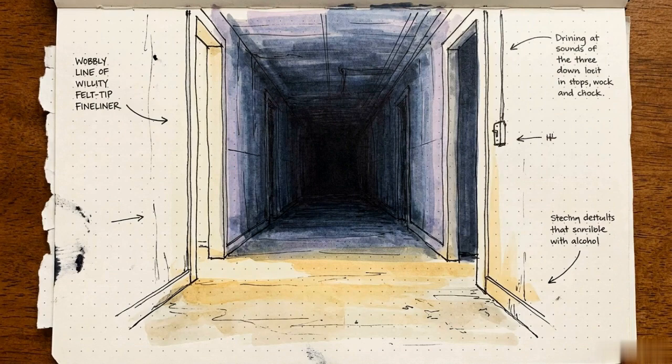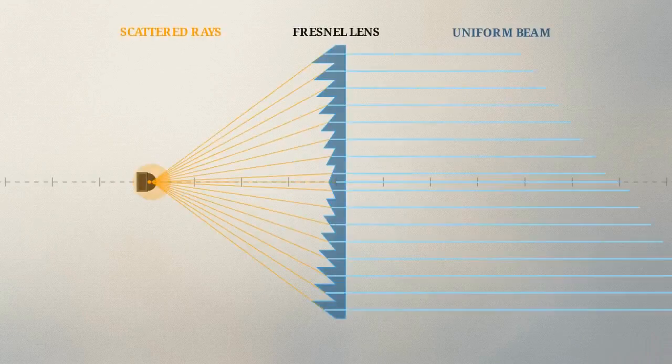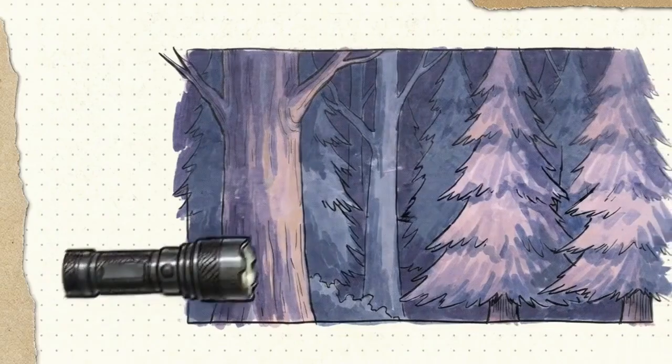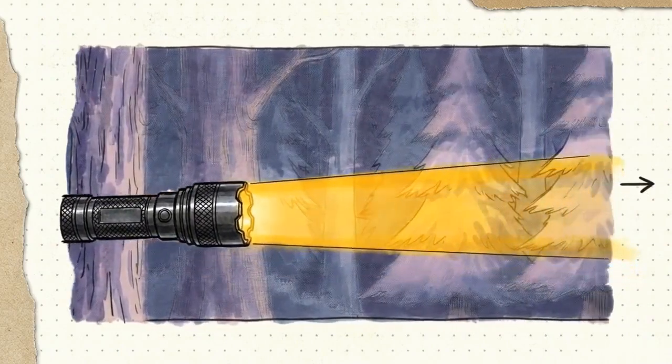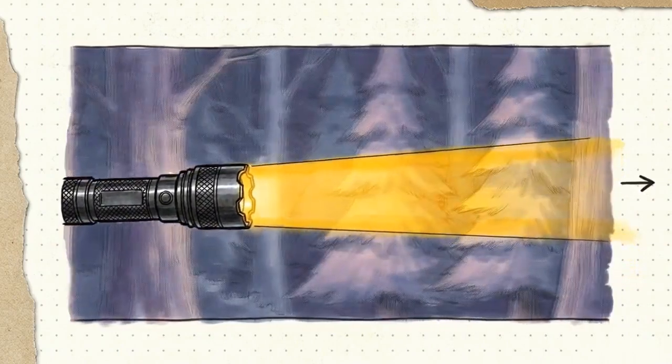This cross-section shows the solution, a Fresnel optical lens. The jagged, stepped physical modifiers of the lens intercept those scattered rays and bend them into a concentrated, uniform beam. Combining natural energy collection with precise optical engineering allows you to maximize the efficiency of every stored watt.